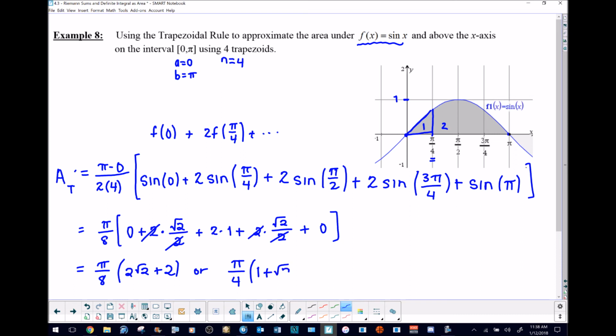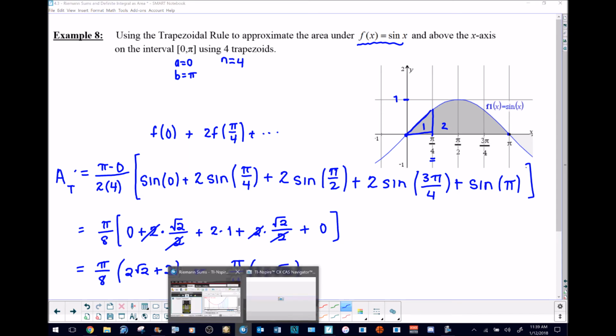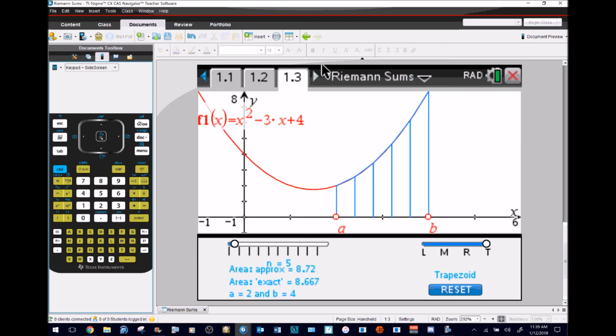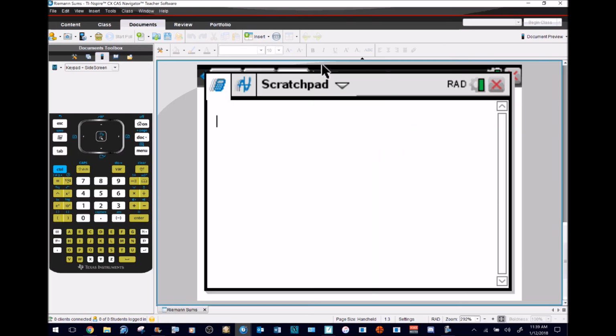I'm going to want to go ahead, just for the purpose of demonstrating something, I'm going to move to my calculator here, and I am going to maximize that. I'm going to go to a scratch pad so that I can do a little calculation here. I'm kind of curious, what is the decimal approximation for pi divided by 4 times 1 plus the square root of 2?